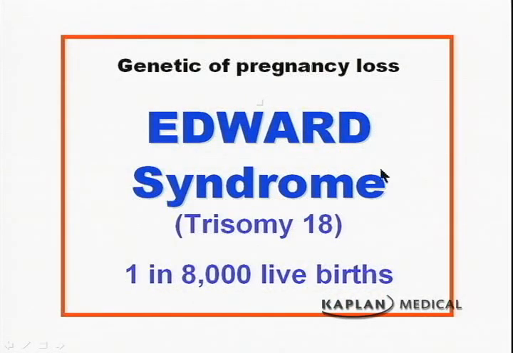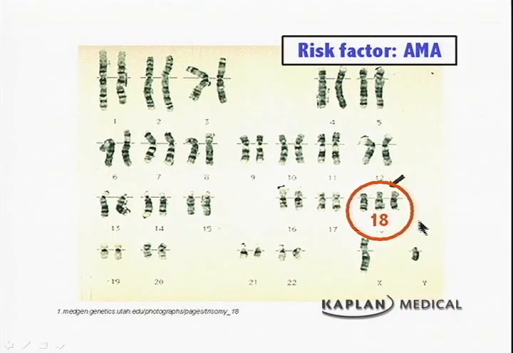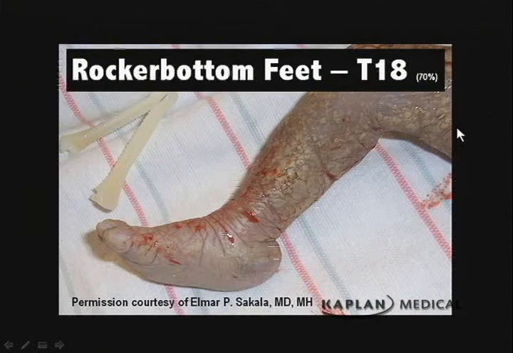Okay, Edwards syndrome, this is trisomy 18. You can see it is far less common than trisomy 21. 1 in 8,000 live births. And here we have the karyotype, and you can see the 18 chromosome. There are 3 of this. Risk factor, advanced maternal age. We'll talk about this later on when we're doing the screening for Down syndrome, when we're looking at the triple marker screen and the quadruple screen.